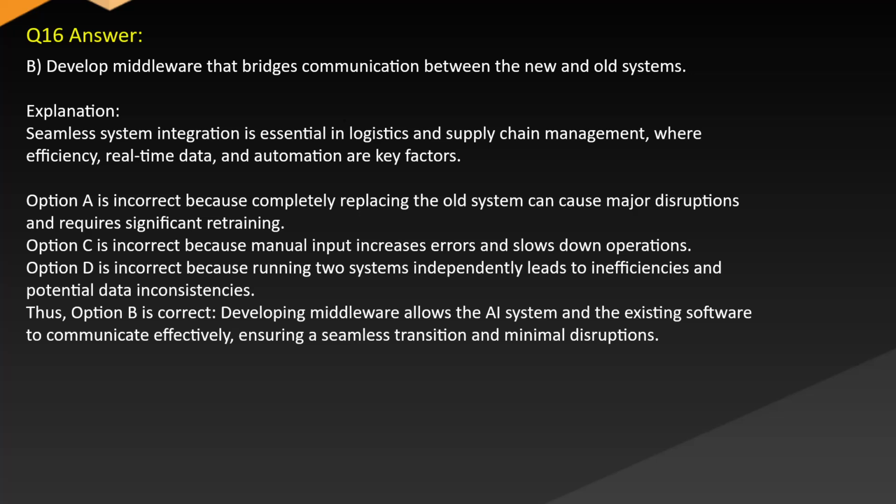Option C is incorrect because manual input increases errors and slows down operations. Option D is incorrect because running two systems independently leads to inefficiencies and potential data inconsistencies. Thus, option B is correct. Developing middleware allows the AI system and the existing software to communicate effectively, ensuring a seamless transition and minimal disruptions.